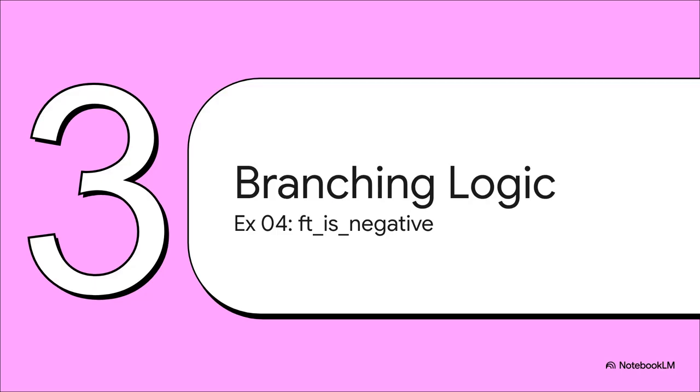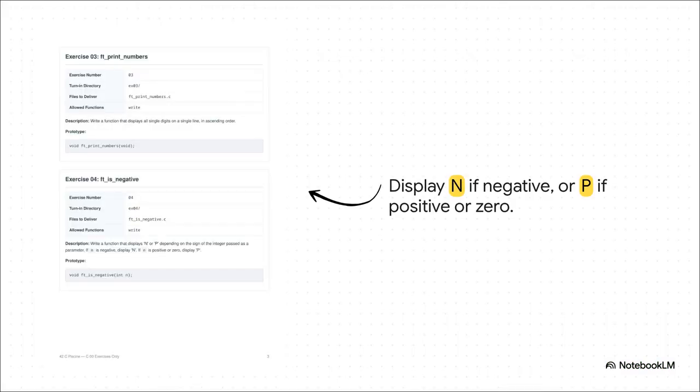All right, Section 3, branching logic. Exercise 04, ft_is_negative. We aren't just blindly looping anymore. Now our code actually needs to make a choice. Here is a massive hint from me to you for ft_is_negative. Read the instructions extremely carefully.